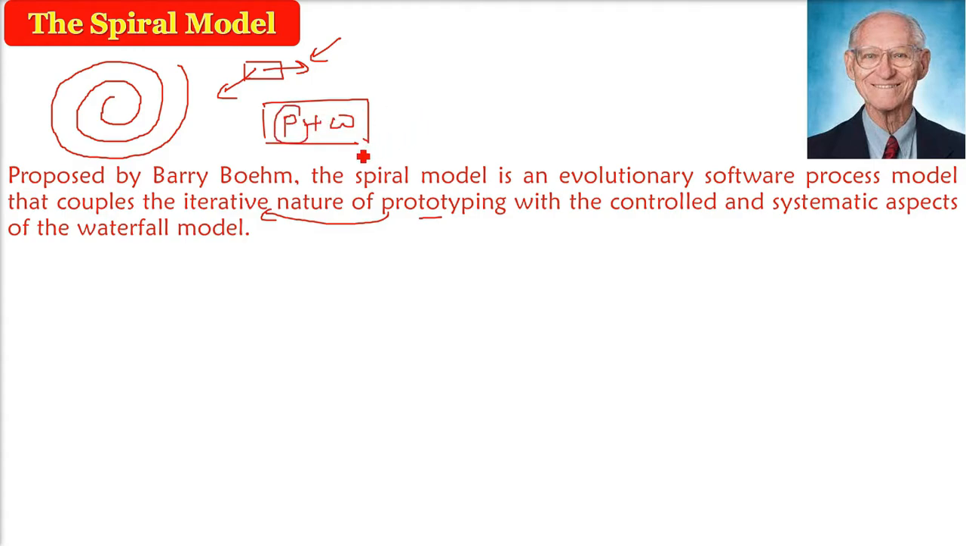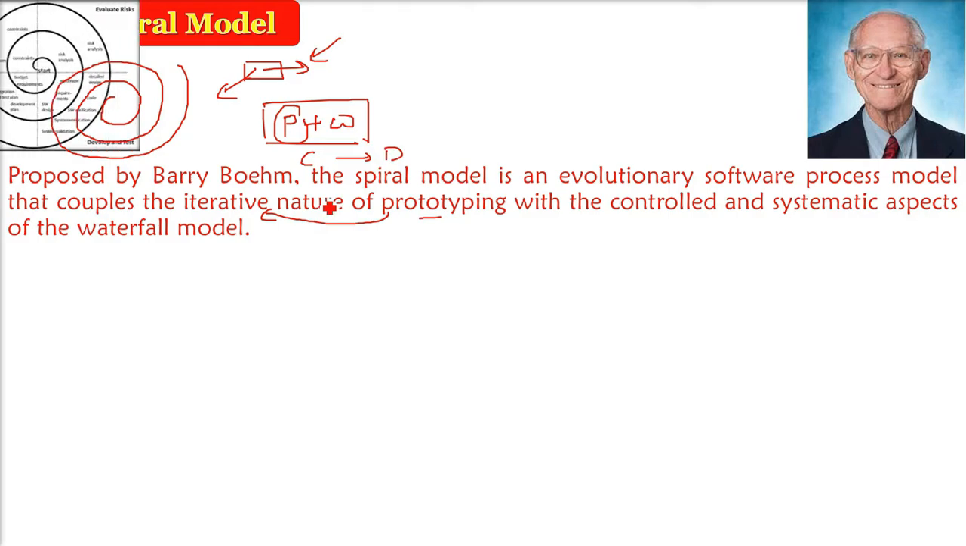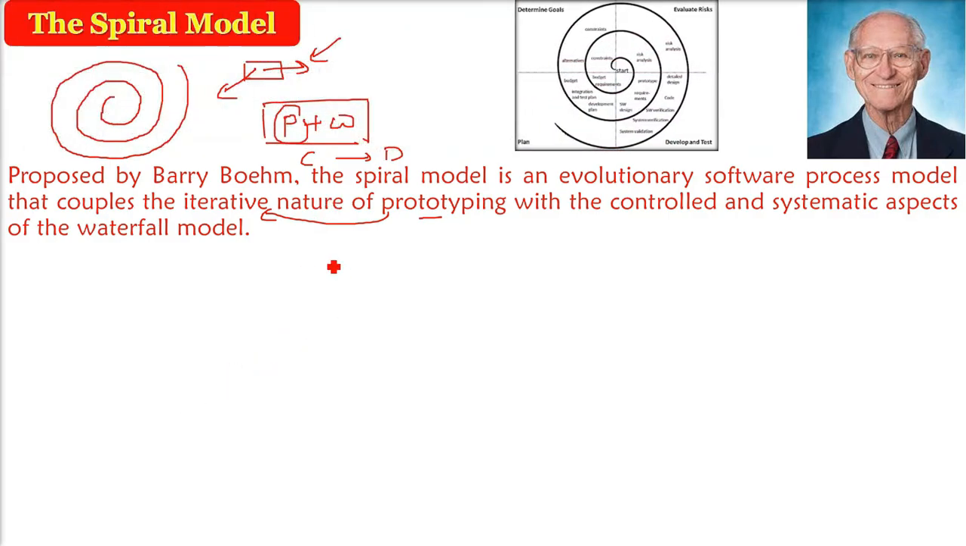And you know the waterfall model goes one by one. There is no coming back. But here, when you make a prototype, there is a coming back. From communication till deployment, this is the controlled and systematic waterfall model because it is a well-defined model. But you are adding the prototyping and the iterative nature of prototyping.